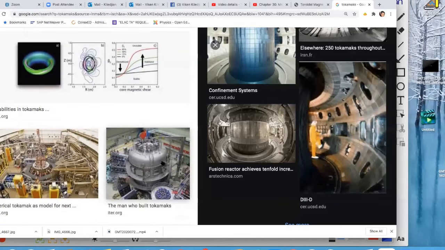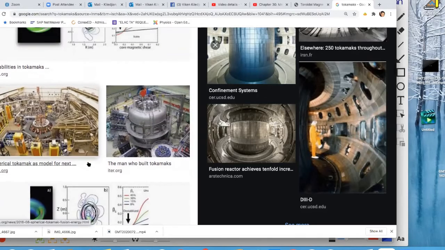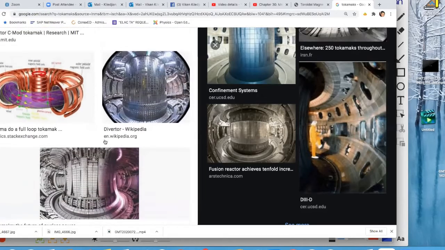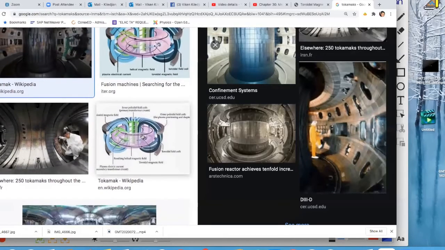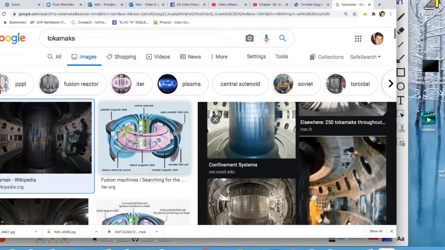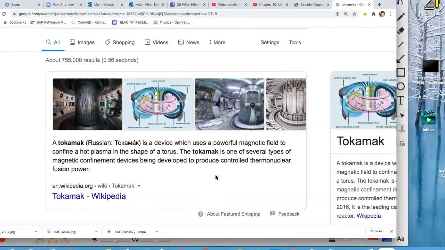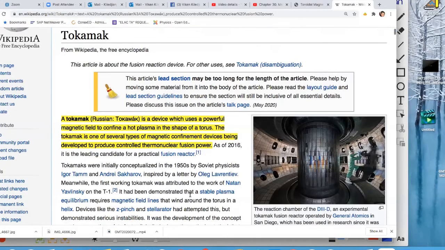Wow, look at that. Spherical tokamak as model for next. So I guess that's a next generation tokamak. The idea for this one is that they're going to confine the plasma in this area. You see the magnetic field will push it that way, and then they confine it so they can actually make their own nuclear fusion, controlled fusion, so it won't get out of hand. I guess the Russians are working on it.